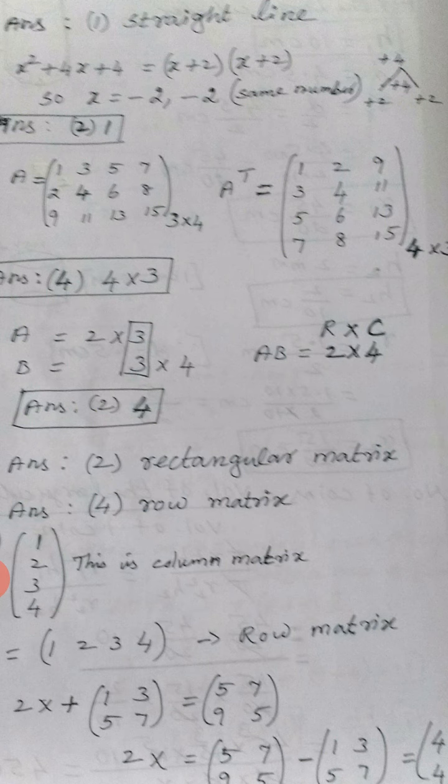Now find the order of this A transpose. Order means row by column, number of rows into number of columns. See here there are 4 rows, so 4, and 3 columns, so 3. Answer is 4 by 3. Fourth option, 4 by 3.